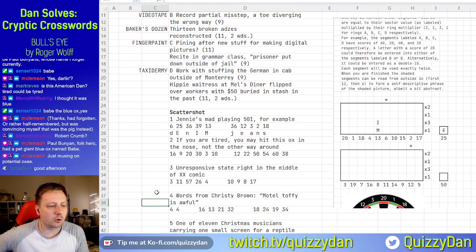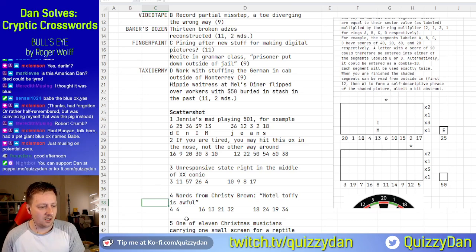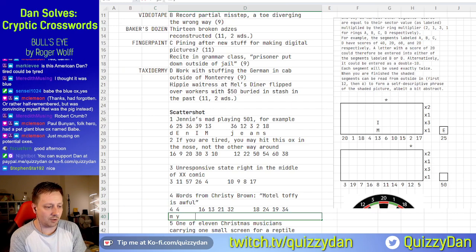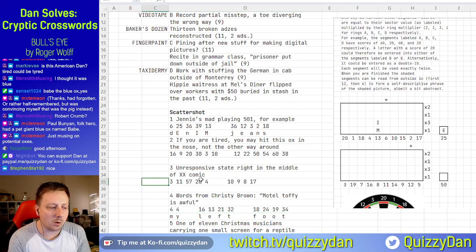4 words from Christy Brown. Motel toffee is awful. Okay, I'm assuming this is a famous Christy Brown quote. Because 2, 4, and 4, that is 10 letters. Motel toffee, it is going to be an anagram of that. My left foot. That feels like that's right. My left foot. There we go. Why is that a quote from Christy Brown? Who are they? Please do let me know in the chat.